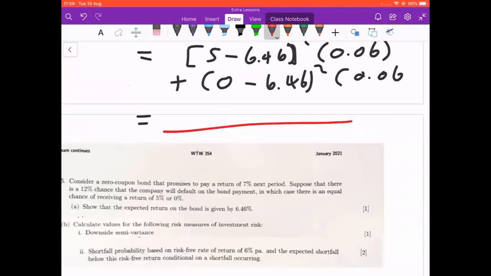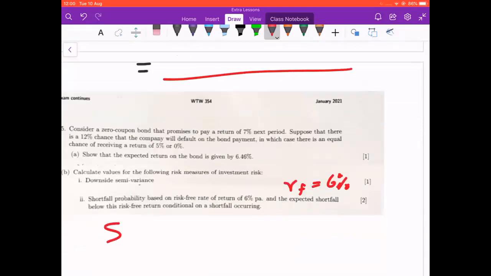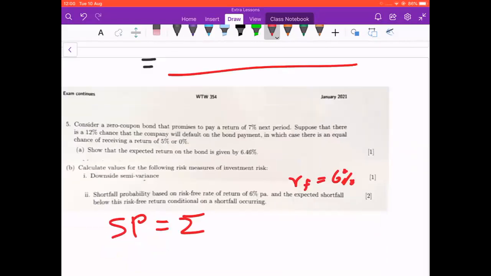The question says to calculate the shortfall probability based on the risk-free rate of return. We know that the risk-free rate of return is 6%. And also the expected shortfall below the risk-free return, conditional on shortfall occurrence. First of all, you need to find the shortfall probability, which is the probability that your return X is less than 6%. In this case, 5% and 0% are below 6%.